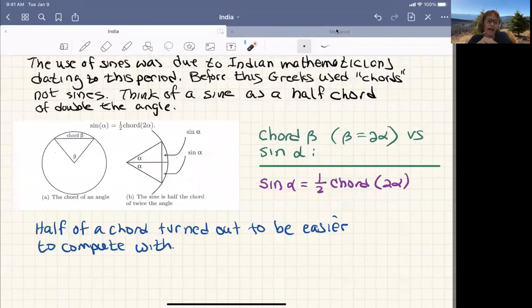And then it turned out that half a chord was easier to compute with than the full chord. And then of course, when you're actually using this, it's all based on the idea of similar triangles. So you have different distances besides what you see on the radius of the circle, and similar triangles will give you the results that you want.